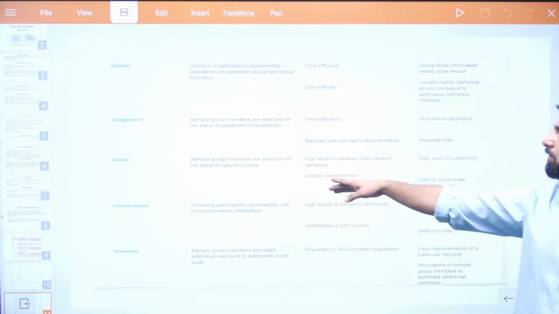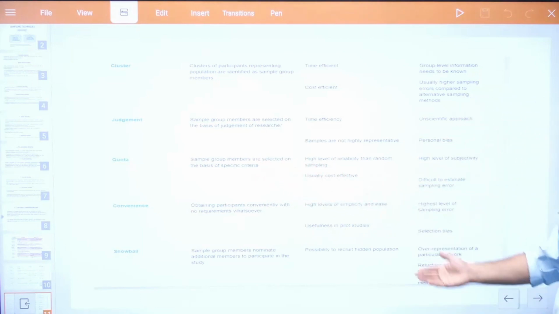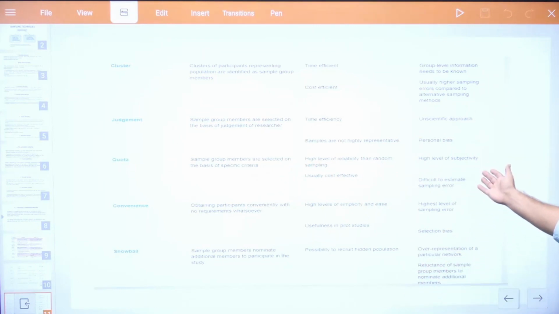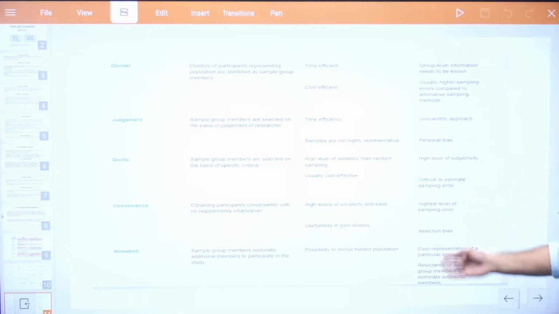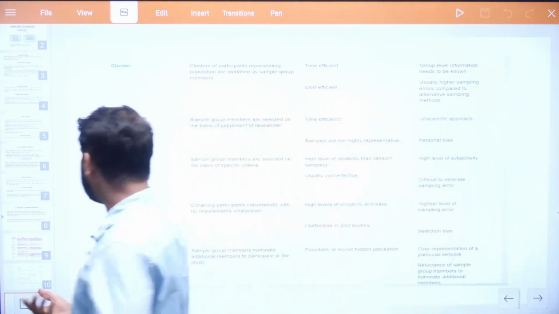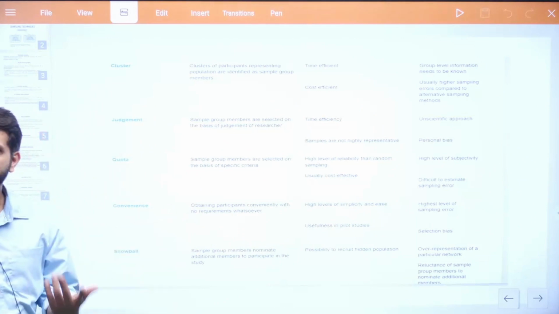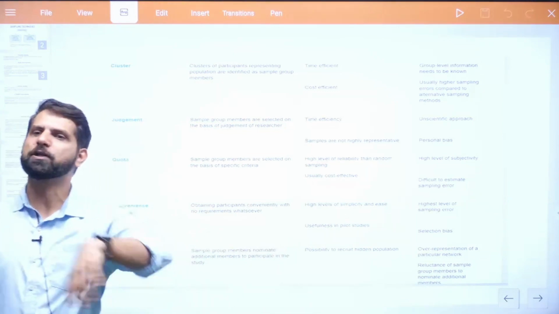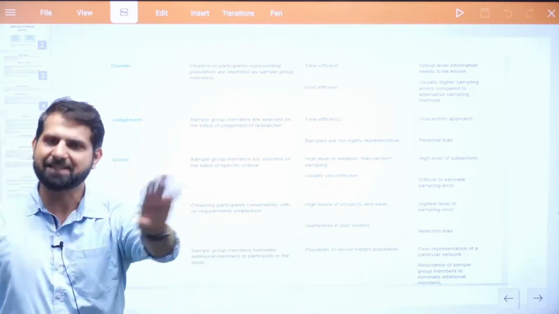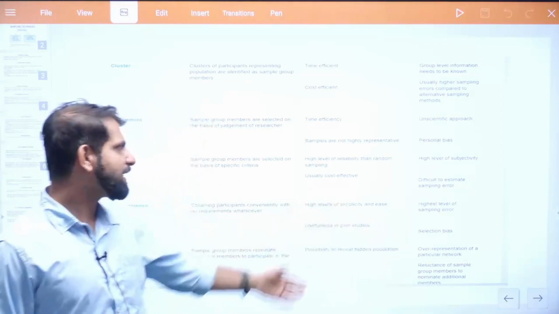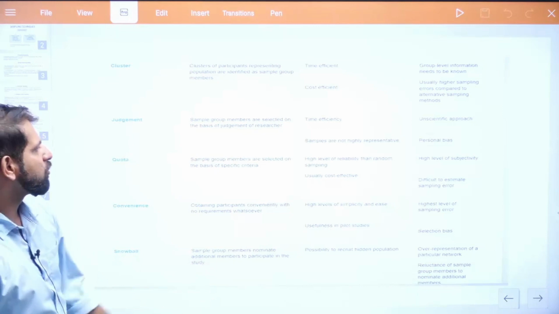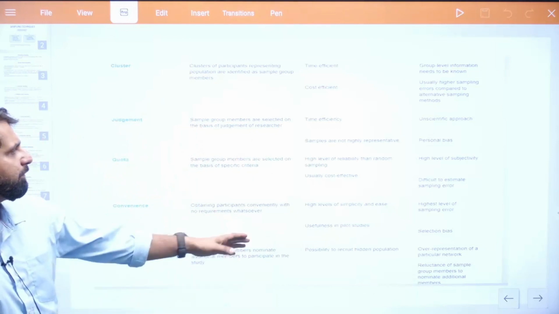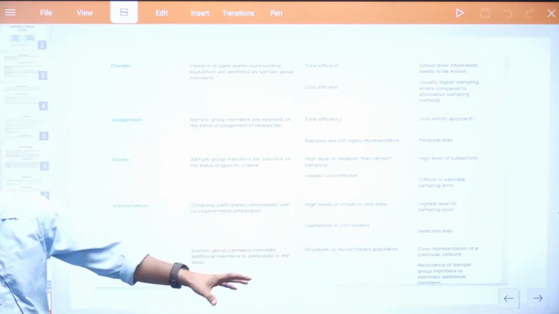Quota sampling: sample group members are selected on the basis of specific criteria. Cost effective, high level of reliability, but disadvantages: high level of subjectivity, difficult to estimate subjective or sampling error. Convenience sampling: obtaining participants conveniently as per your own choice, no requirements whatsoever. Useful in pilot studies. Pilot studies means studies we do before actually going into the field, basically a pre-trial study. Selection bias is there, highest level of sampling error. Then snowball, as I told you: the biggest advantage is the possibility to recruit hidden populations. But there is over-representation of a particular network.